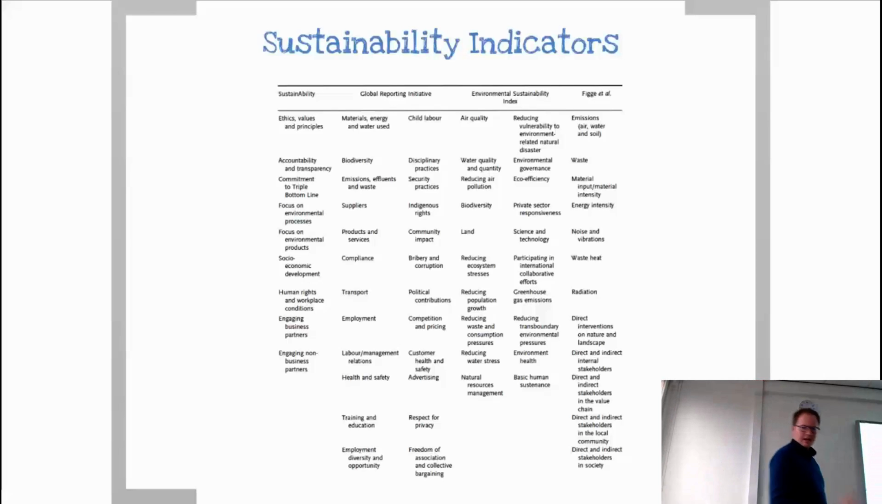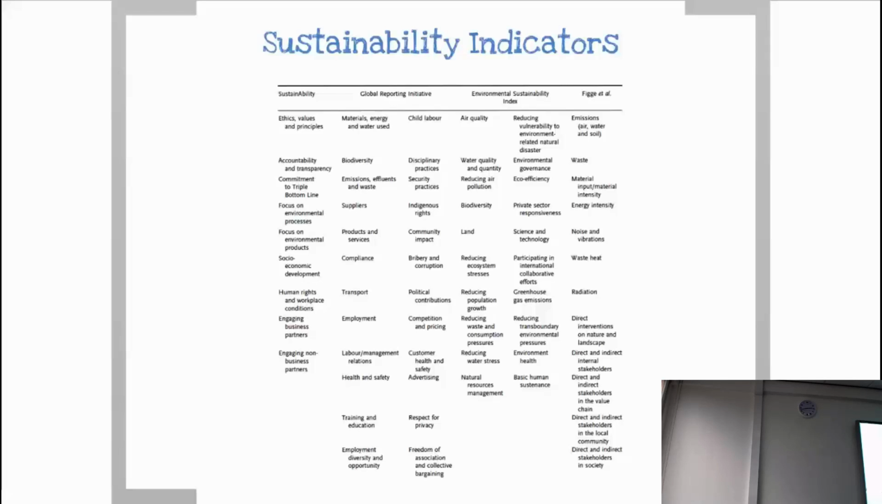With Figure, they had a very similar idea. So again, here at the beginning: emissions, waste, materials, energy intensity, noise, and vibrations. This is actually a tricky one, right? Because distance suddenly matters. So you normally have a reference where you would measure that. Waste heat is another one.